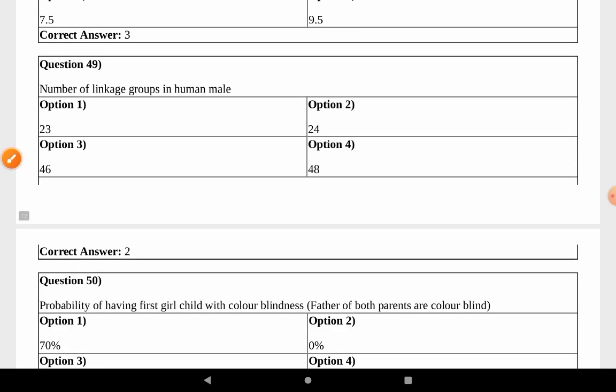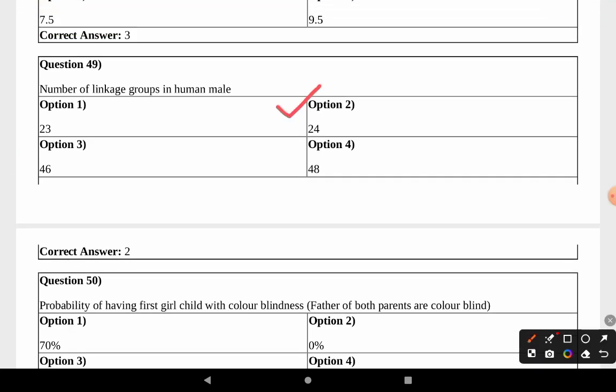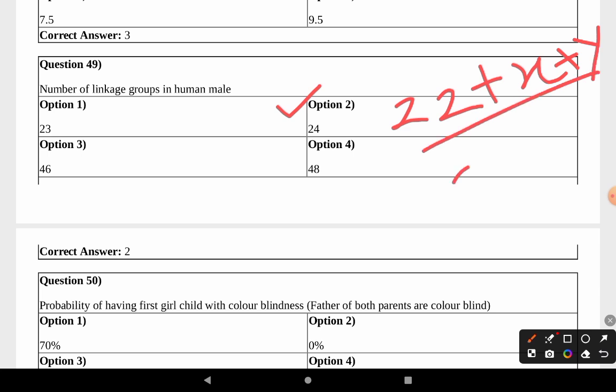Our next question is number of linkage groups in human male. Option 1 23, option 2 24, option 3 46, option 4 48. So the correct answer is option 2, 24. So 22 plus X plus Y. So these are total 24 unique linkage groups in human.